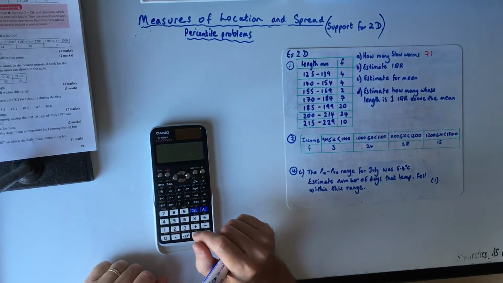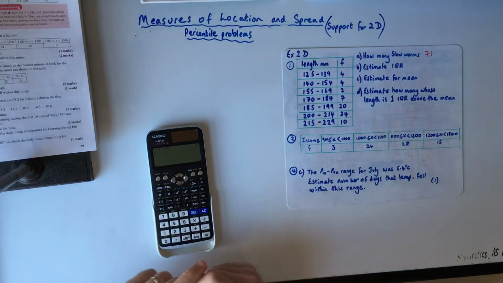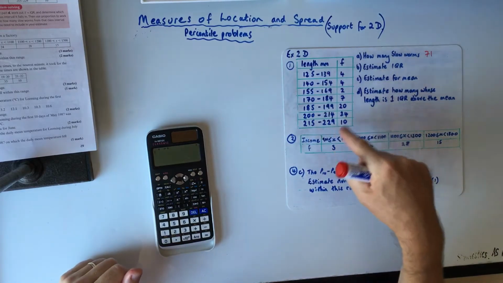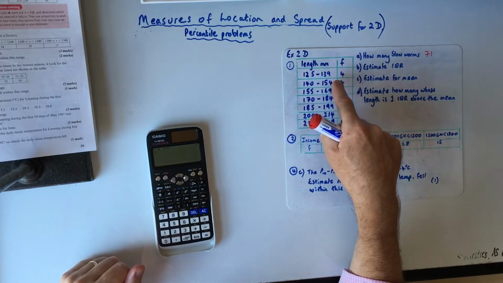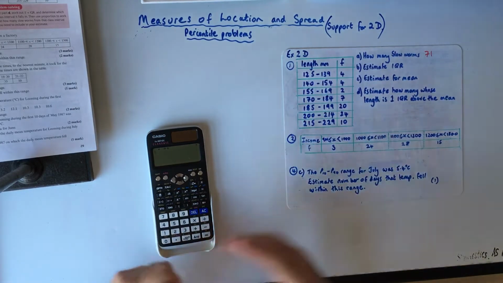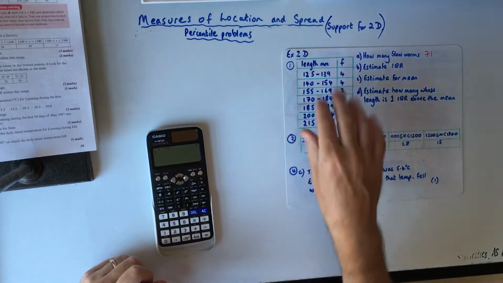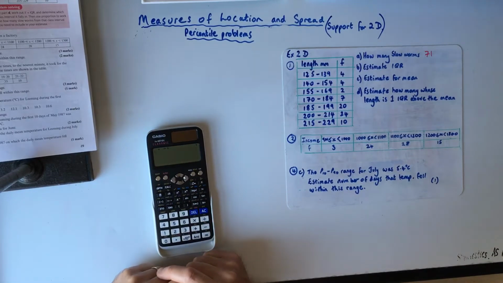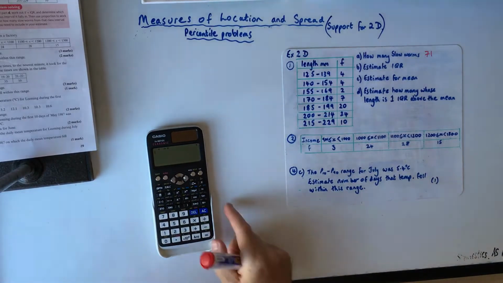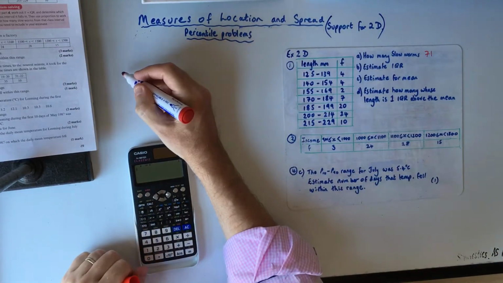Estimate the interquartile range. This is the first bit of maths. Because it's length, it is continuous data. The groups here, we're going to go half above and half below, because they've been rounded off to the nearest millimetre. That's how we treat it when it looks like discrete data, but actually it's not discrete data, it's continuous data.